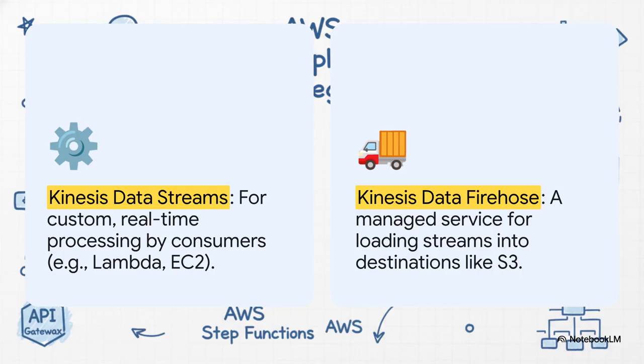Firehose is the fully managed, easy button for just delivering that data. If the question mentions loading data into S3, Redshift, or Elasticsearch with almost no code, the answer is Firehose.